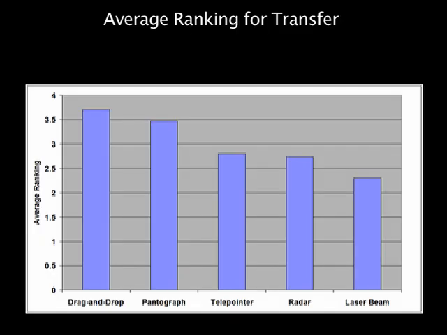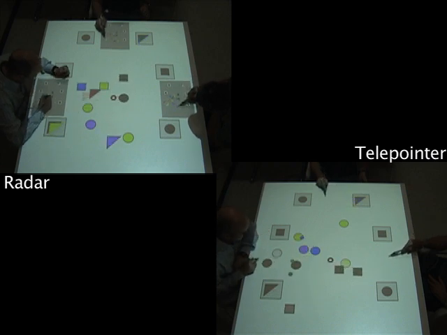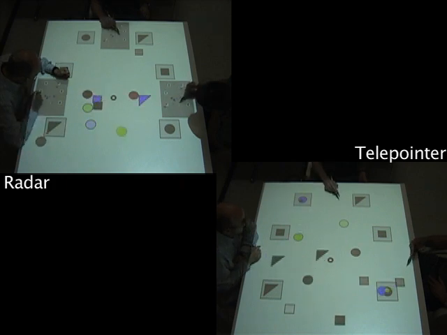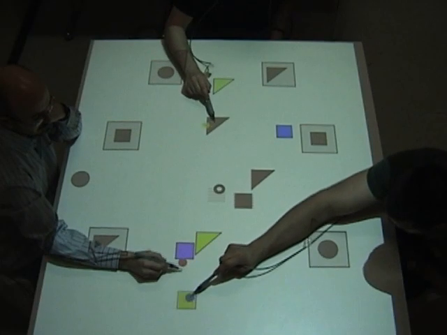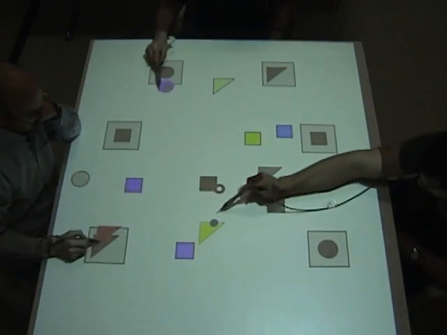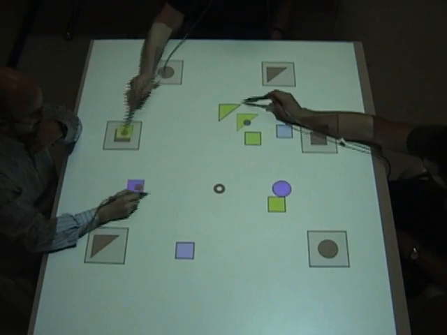In post-experiment questionnaires, participants ranked the techniques according to how effectively they allowed them to transfer items to others. Drag and drop and pantograph were ranked the highest, and the other 3 techniques had similar and lower rankings. When we analyzed videos from the study, we found that people carried out more individual work with radar and with telepointer. Here we show that people did not routinely exchange objects using these techniques. We saw a dramatic difference with drag and drop in that people regularly handed objects to others. Here the person on the right transfers green objects to the person at the top of the table. This pattern was common in all groups and in both applications.